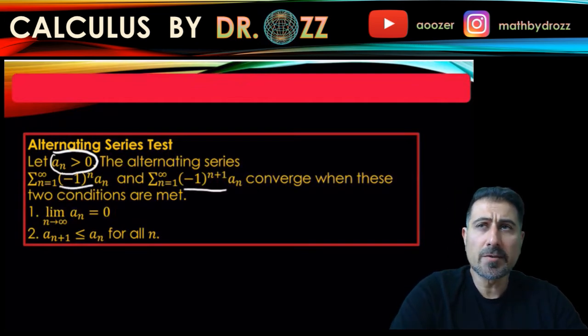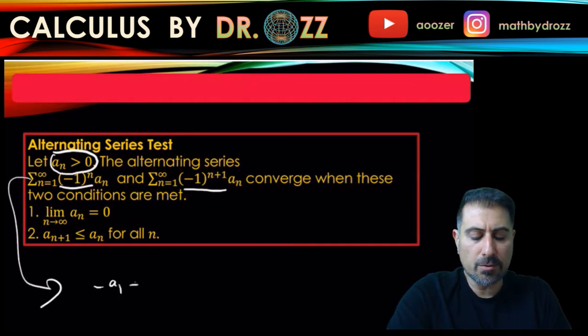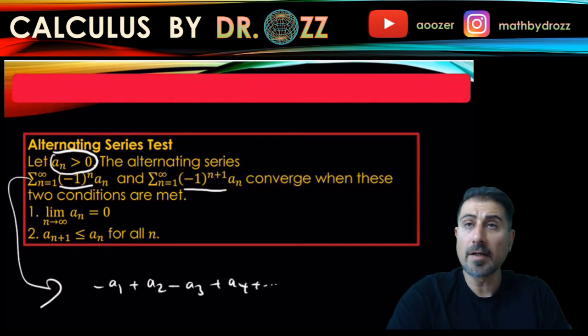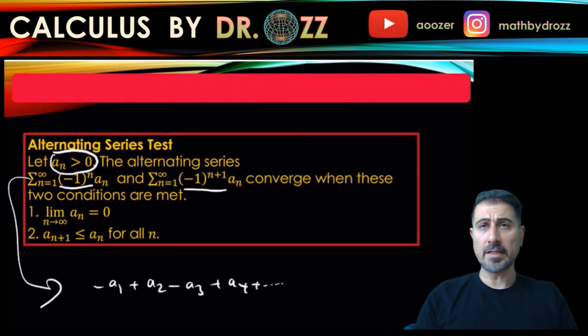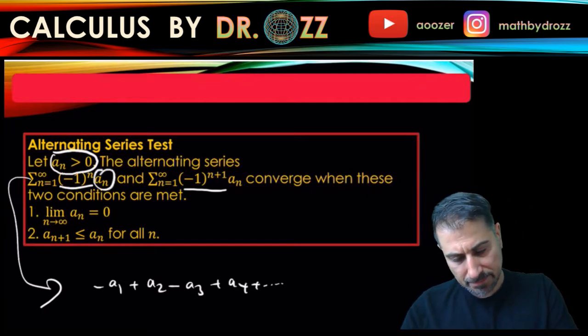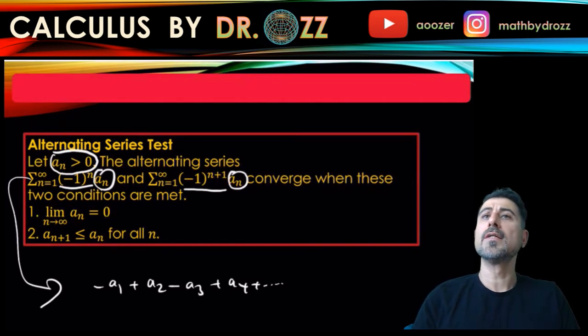The name, by the way, alternating, comes from the sign of the terms. If you expand this out, for n equals 1, it's going to be negative a_1. For n equals 2, it's plus a_2, minus a_3, plus a_4, and on and on. See that the sign is alternating all the way, as long as a_n is positive, as you see from the very first sentence.